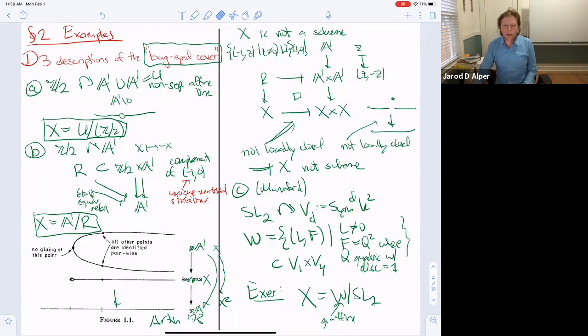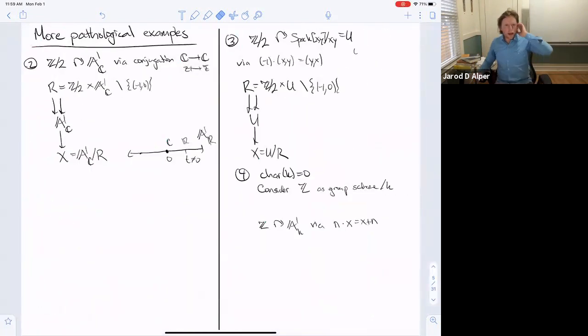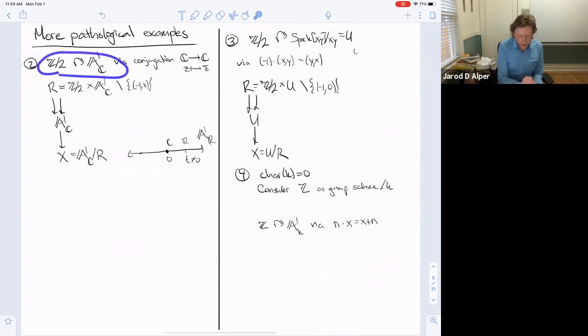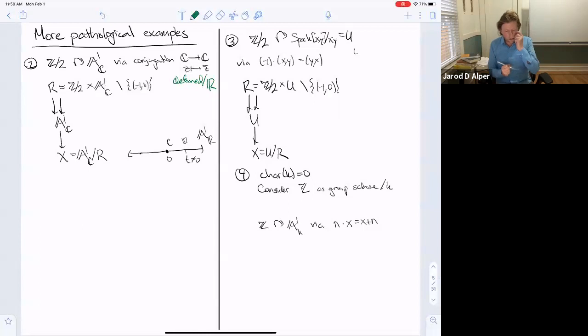Okay, but I want to give you even more pathological examples. I'm going to try to do a similar construction to what I just did, but with other group actions. Let's take Z2 acting on the affine line, but this action is defined over R. So it's just the conjugation action over R. And then this Z2 action again has a unique point that is fixed by a non-identity element. So what we do is we just remove that unique point. And then this becomes an etale equivalence relation.